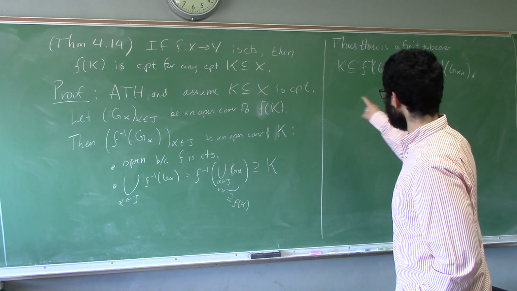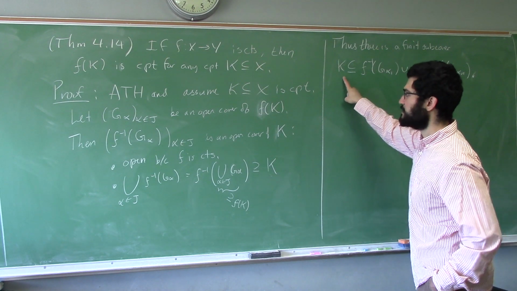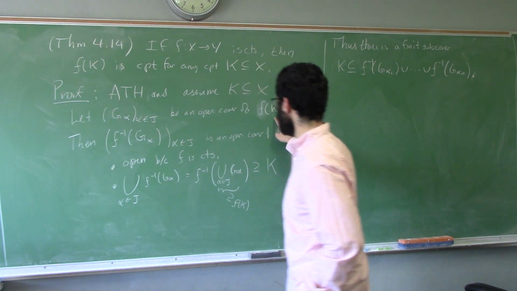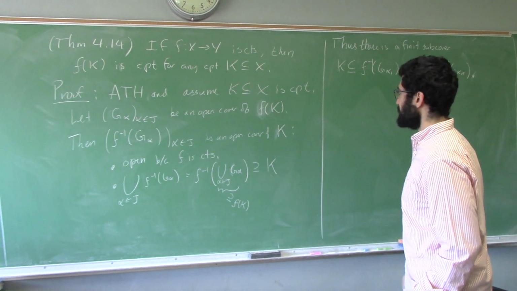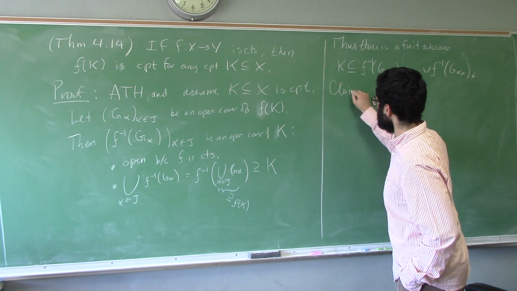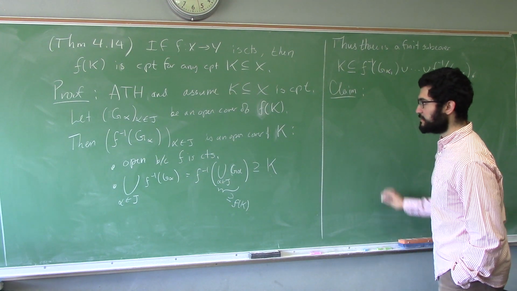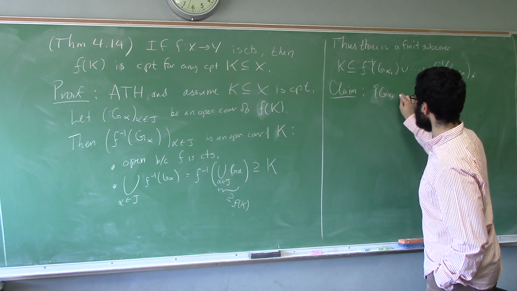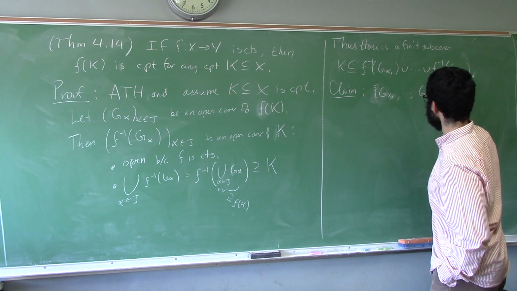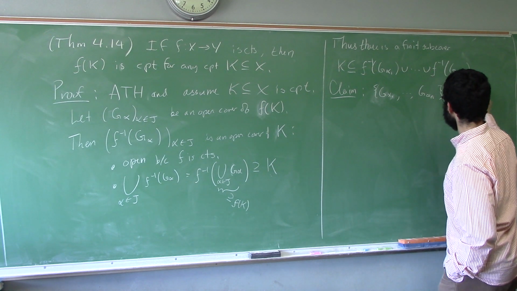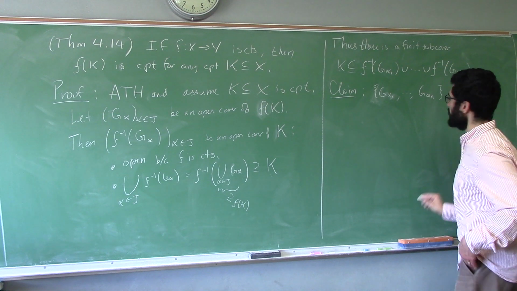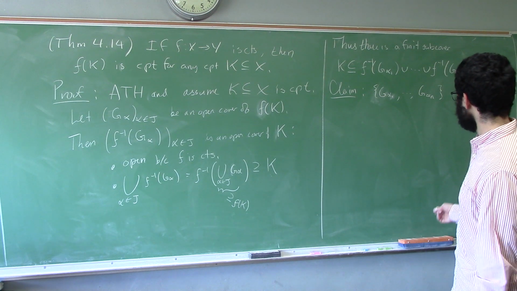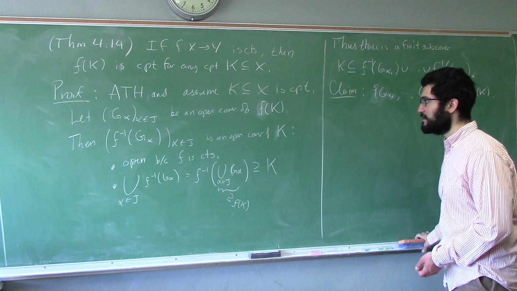All right, so what was our goal again? It was to prove that there's a finite subfamily of this family of G_alphas that covers the image of K. So the claim now is that if I take only G_alpha_1 through G_alpha_n, then that's enough to cover f(K). And if we prove this claim, then we are done, because we've got a finite subcover of f(K).